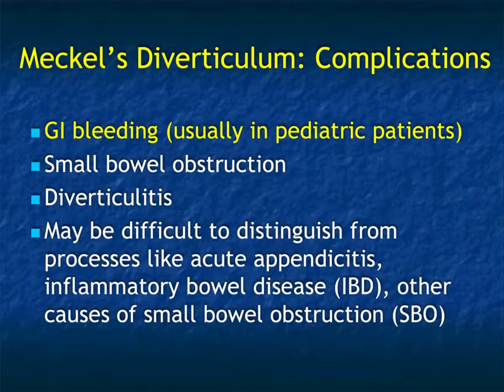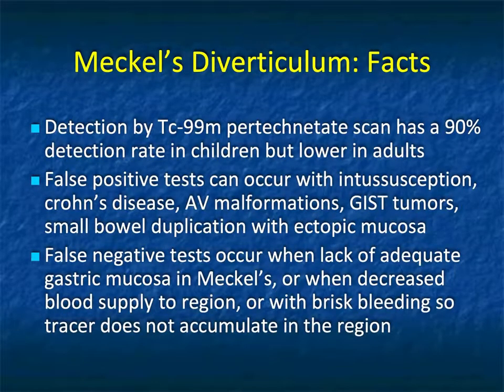Meckel's diverticula are usually in the peds population, but can be seen in adults, particularly patients in their 20s, and can present with GI bleeding. They can present with bowel obstruction. They can be confused with appendicitis or IBD. But again, think of Meckel's when you're looking for GI bleed in a patient. Again, right lower quadrant. And technetium pertechnetate scan, 90% detection rate in children, but lower in adults.